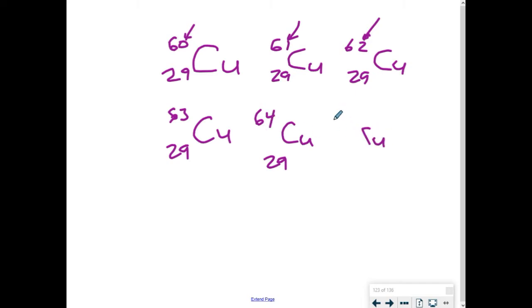Okay, so I'm going to write a whole bunch of different possible copper atoms out here. Here's some copper that is anywhere from 60 all the way up to 65. All of these are copper because they have 29 protons, but they have different numbers of neutrons. Now, on your periodic table, if you look a little closer, stay with me, please, copper actually has a number on there, 63.55. I haven't talked about that yet, but see whether you can find, in the square for copper, the number 63.55.